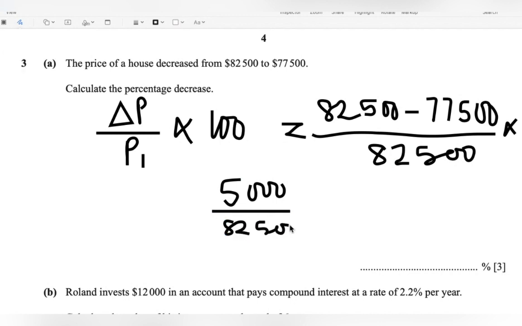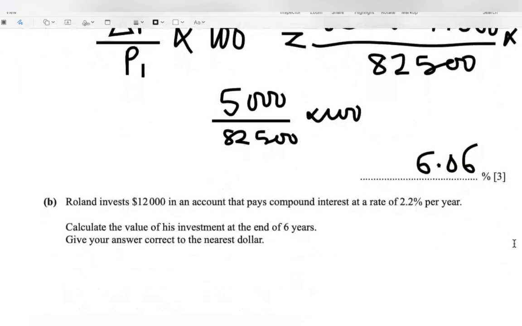So we get our new answer. Multiply by 100, and we get 6.06%. So our answer will be 6.06. They've put the percentage already, so we write 6.06. Okay, so that's that for this question.